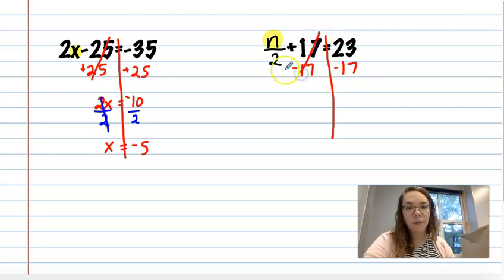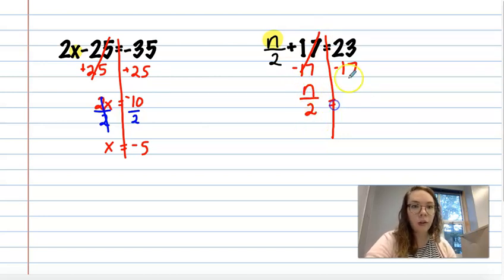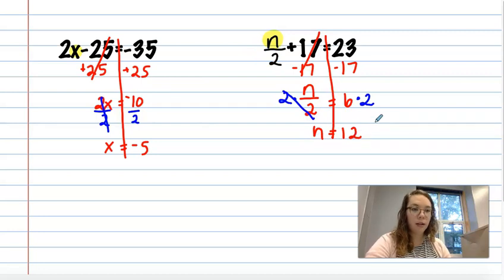So this one's gone. I still have my n divided by 2. That fraction bar is the same as division. 23 minus 17 is 6. We're taking n and dividing by 2, so the opposite is to multiply by 2 on both sides. 6 times 2 gives us 12. All right, so those are the 4 that we've done together.